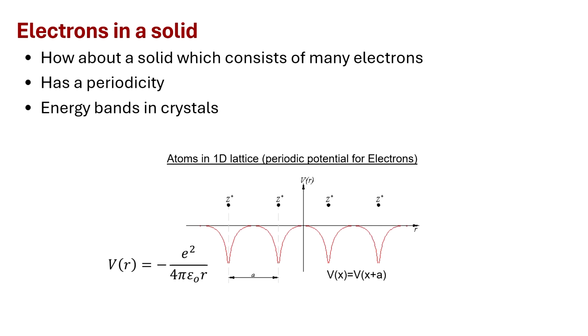Basically these quantum mechanical considerations and interaction of electron with the lattice lead to certain conditions which lead to formation of these bands. Any solid does not contain just one electron, there are many electrons, and a solid has a periodicity. Each solid is characterized by the presence of unit cells, and there are multiple unit cells in a solid per unit volume, and what we see is energy bands in crystals.